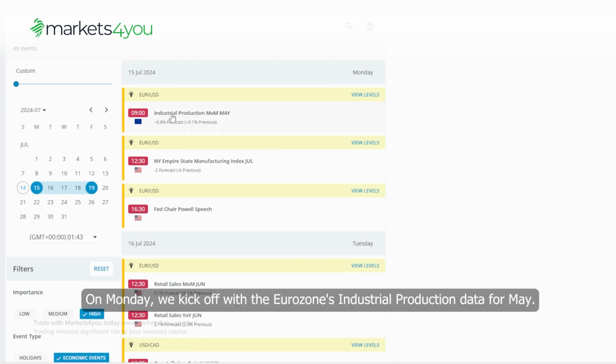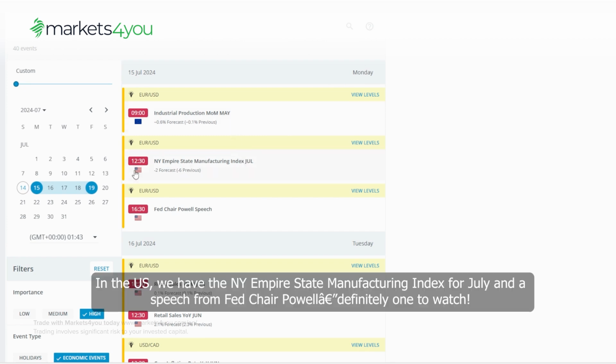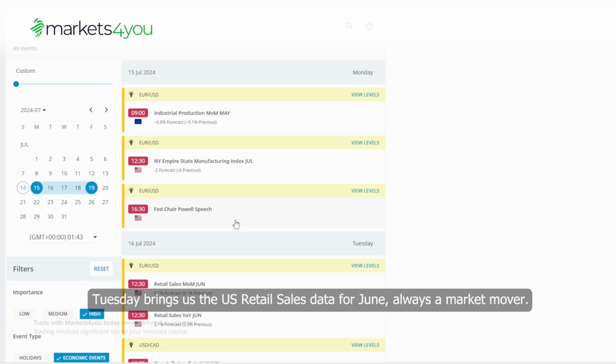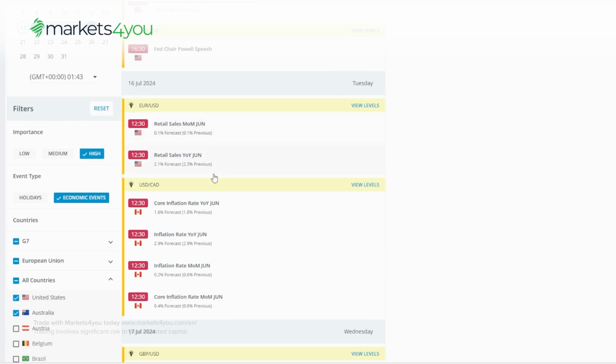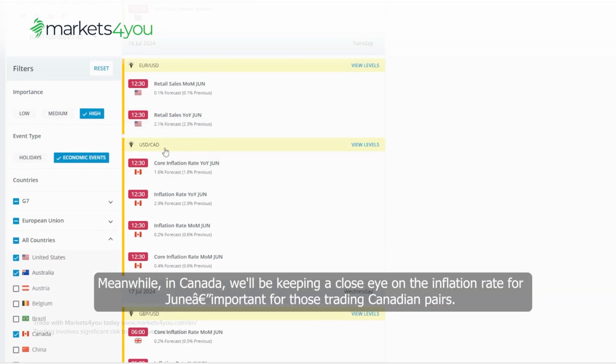On Monday, we kick off with the Eurozone's industrial production data for May. In the US, we have the New York Empire State Manufacturing Index for July and a speech from Fed Chair Powell. Euro, definitely one to watch. Tuesday brings us the US retail sales data for June, always a market mover. Meanwhile, in Canada, we'll be keeping a close eye on the inflation rate for June. Euro, important for those trading Canadian pairs.